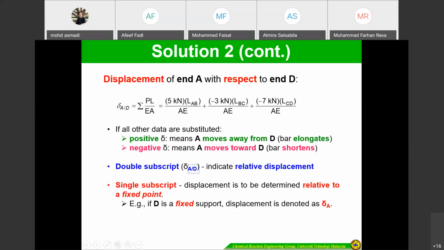So the displacement of A with respect to D we can get. Positive delta means moving away from D, which is elongation, or tension, and negative means moving toward D, which is shortening. Double subscript indicates relative displacement, as I told you. Single subscript displacement is determined relative to the fixed point. So if D is a fixed support, displacement is denoted as delta A.